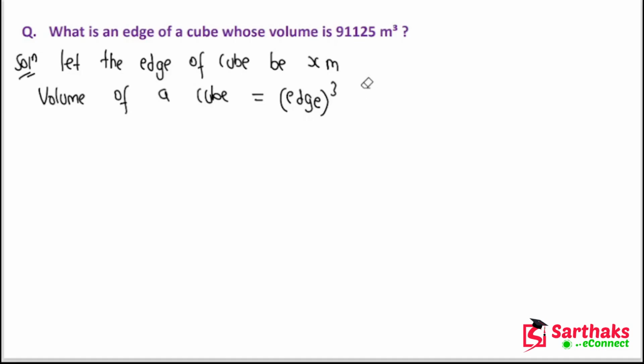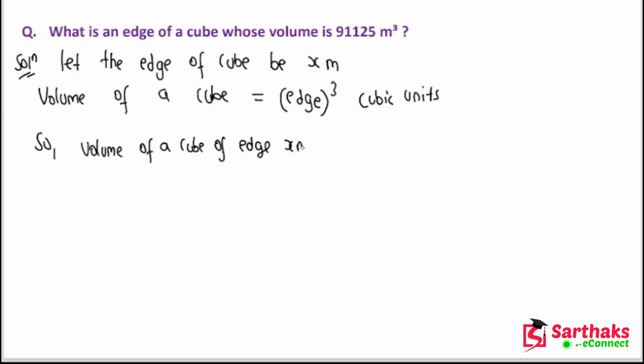So we will not write meter cube. Instead, since for the edge we don't know the units, we write edge cube cubic units, right? Whatever be the units, its cube will be there. Similarly, we are given meter cube. So according to this formula, volume of a cube of edge x meter is equal to x cube meter cube, right?